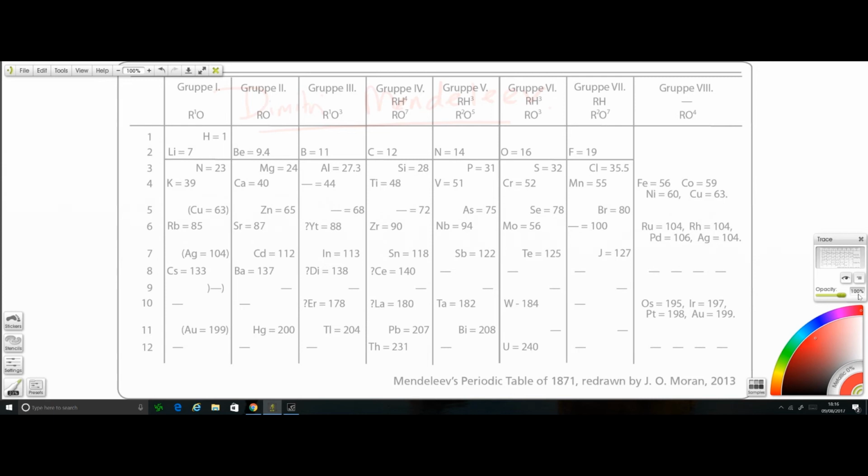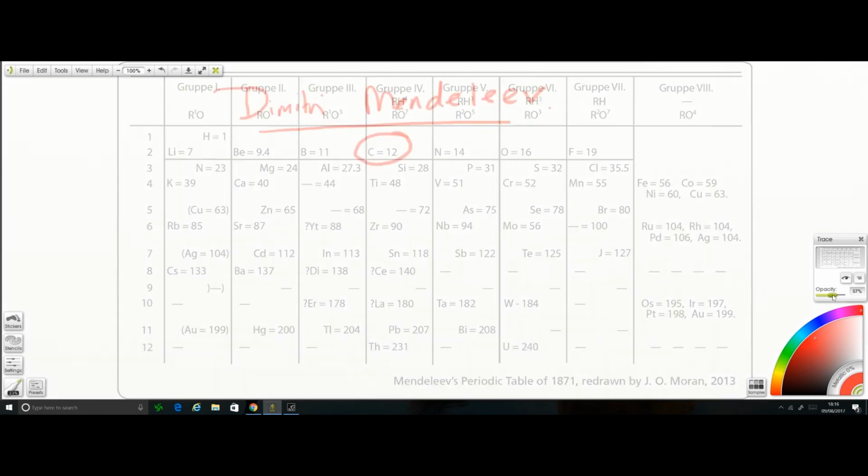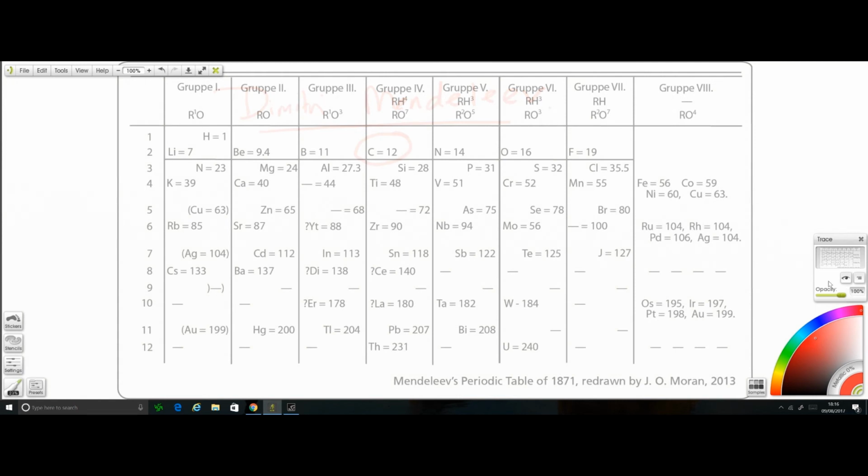So take for example carbon. Here is carbon. Its atomic weight, or its mass number as we call it nowadays, is 12, and that's correct. Nitrogen is 14, that's correct. Oxygen is 16. So straight away you can see that there was much more discovery and much more progress made from when we started in the 1800s with John Dalton. So it's come a long way already.